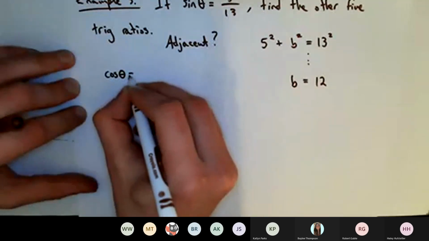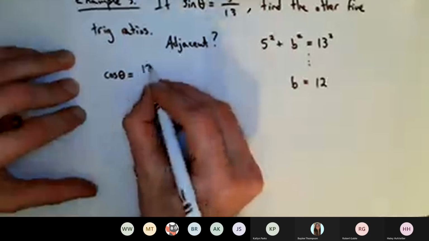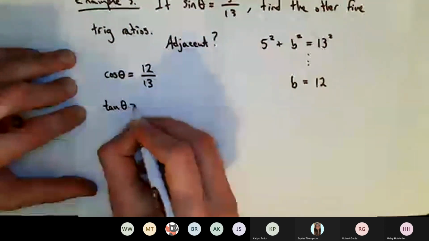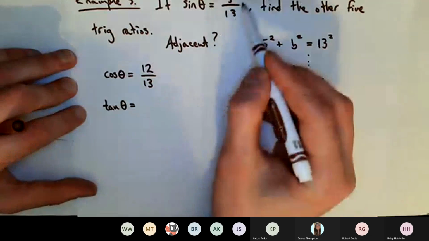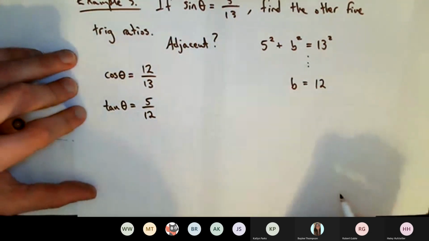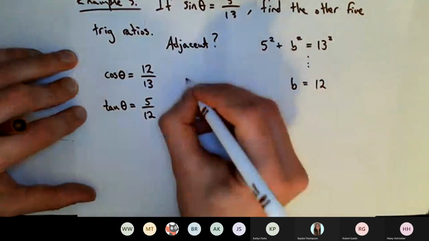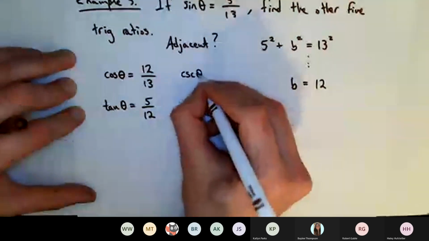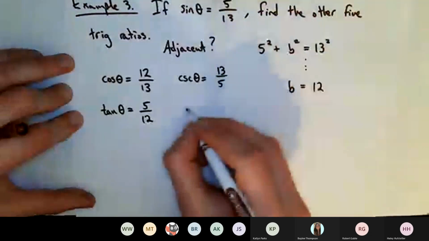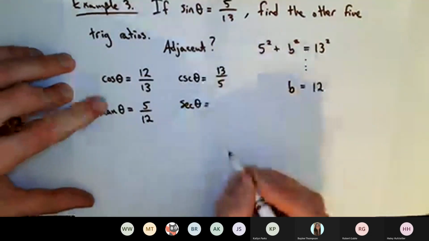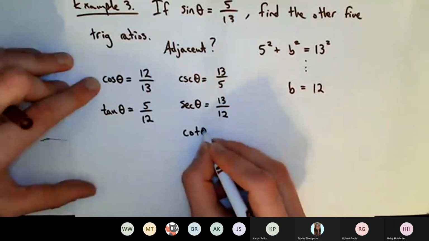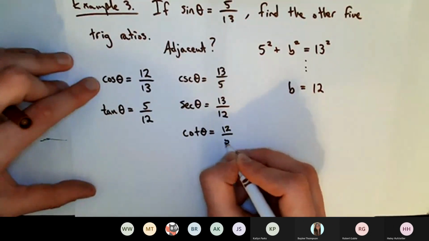So cosine of theta will be adjacent over hypotenuse. Tangent of theta, so that's opposite over adjacent, will be 5 over 12. Cosecant of theta will be the reciprocal of sine theta, so 13 over 5. Secant of theta will be the reciprocal of cosine, so 13 over 12, and cotangent will be 12 over 5.